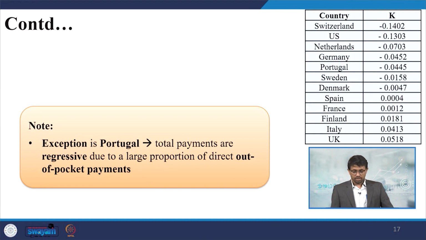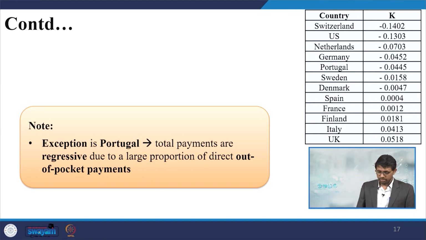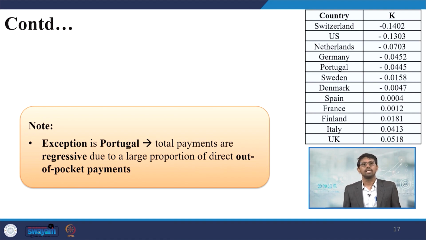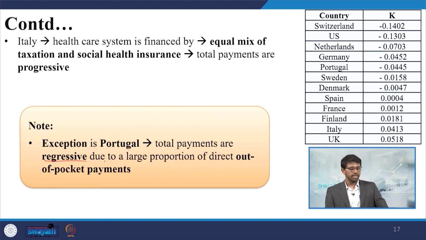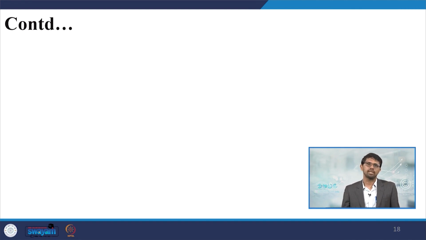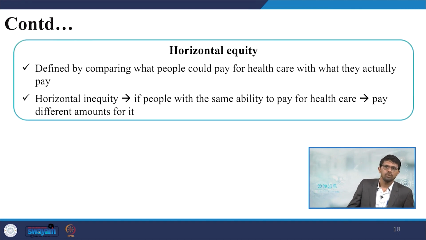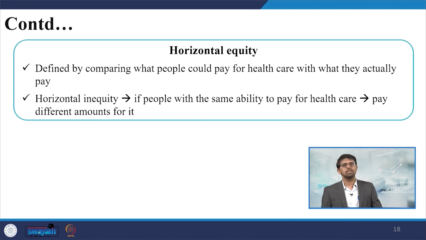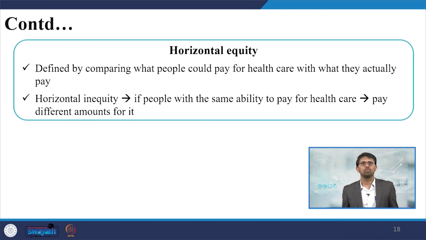However, there are some exceptions, especially in Portugal, where total payments are regressive due to a large proportion of direct out of pocket payments. Italy's healthcare system is financed by an equal mix of taxation as well as social health insurance, and hence total payments are progressive.